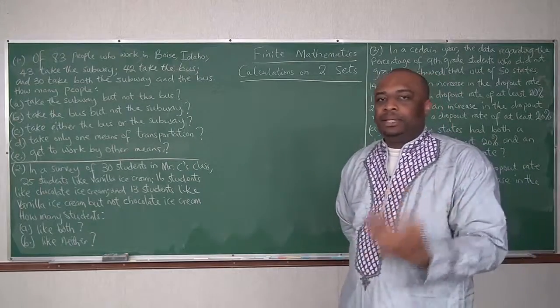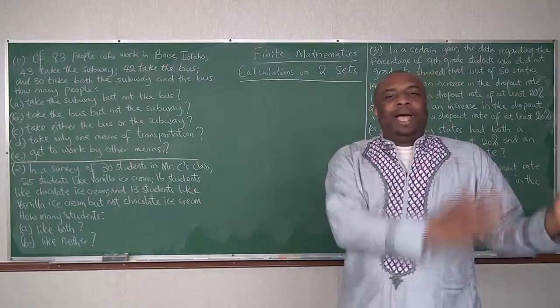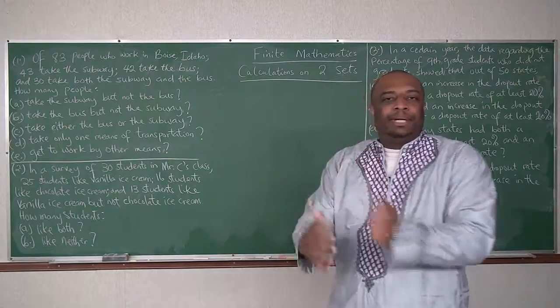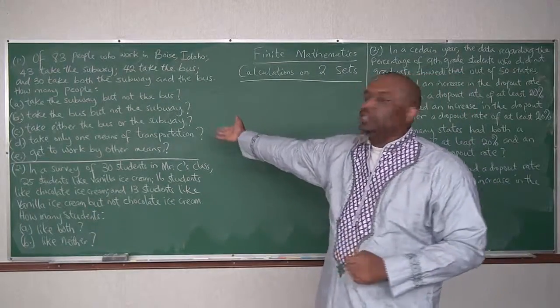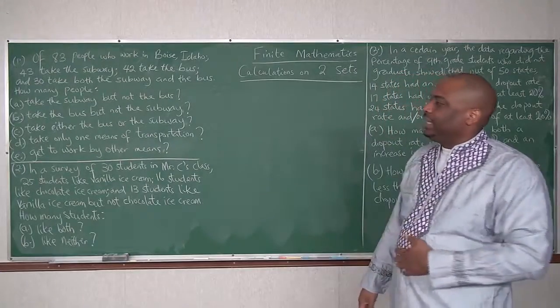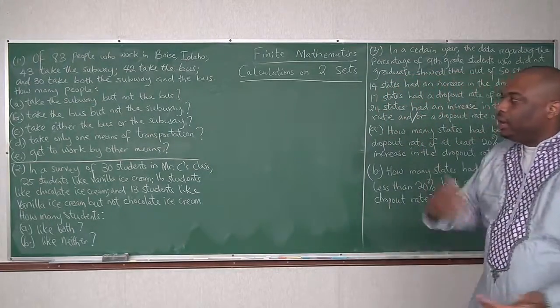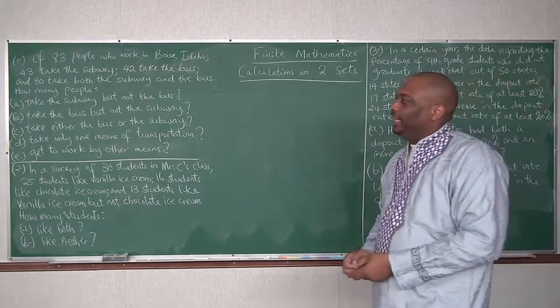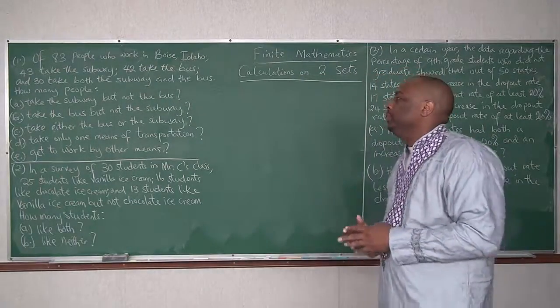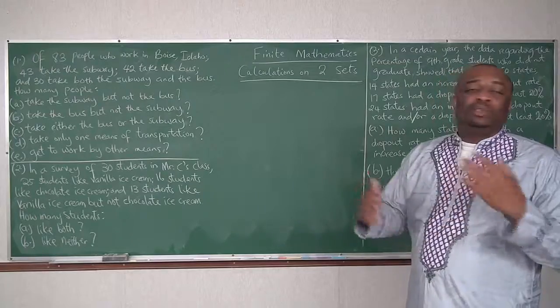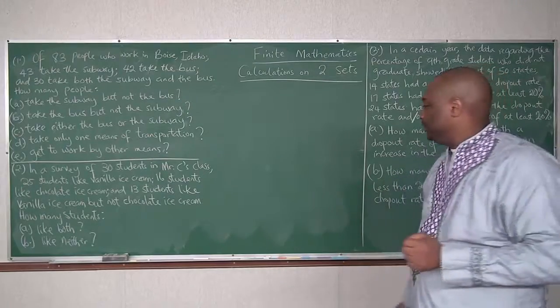Take the bus only. They must not write it like that, how many people take the bus only. They can also write it this way. C, take either the bus or the subway. D, take only one means of transportation. E, get to work by other means.